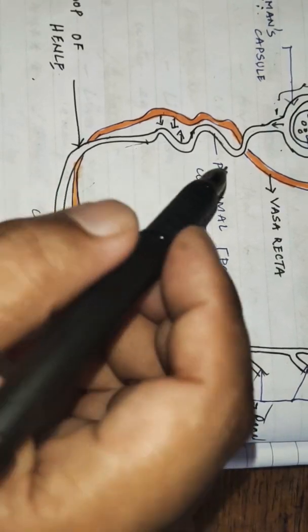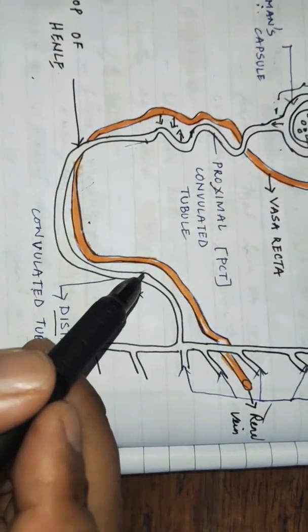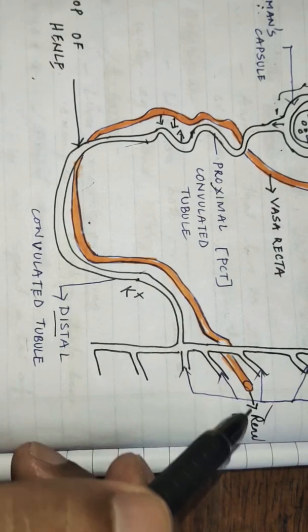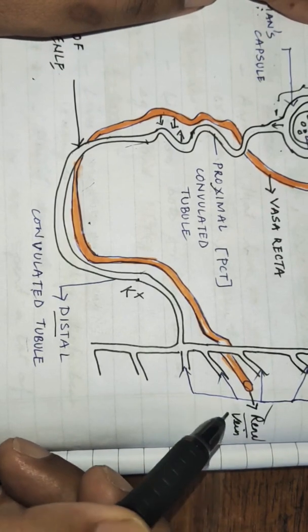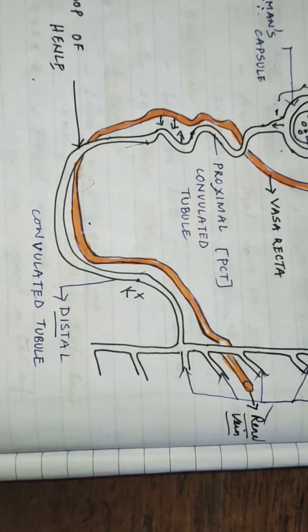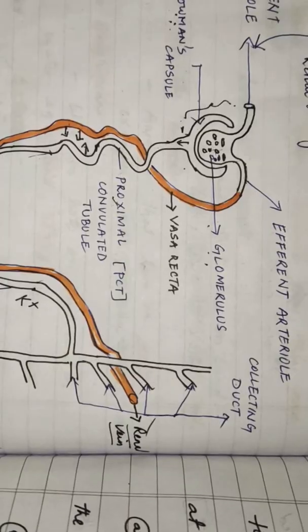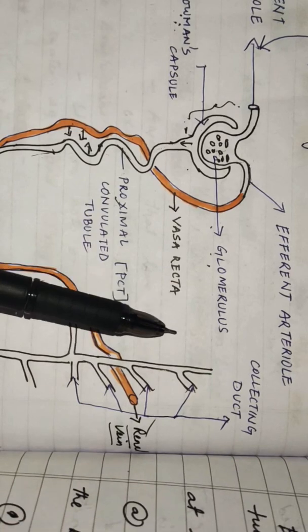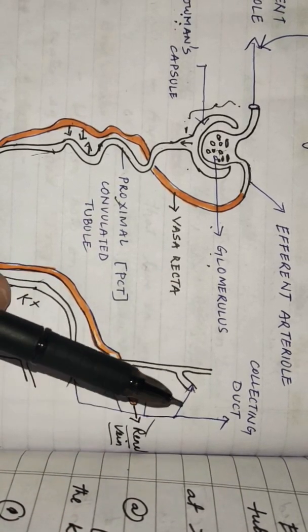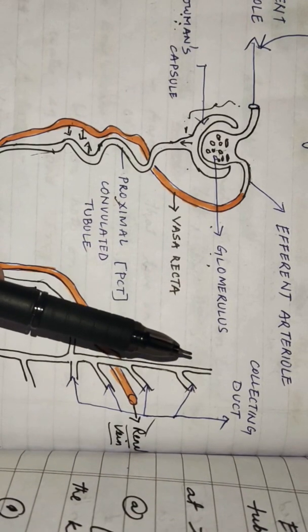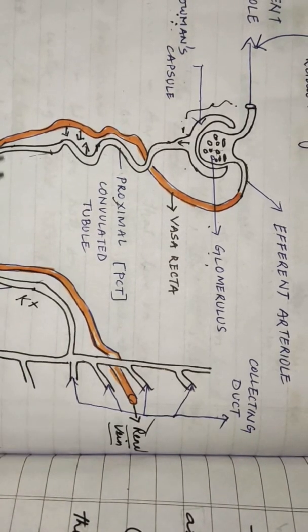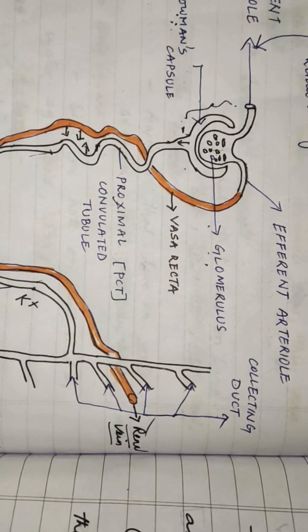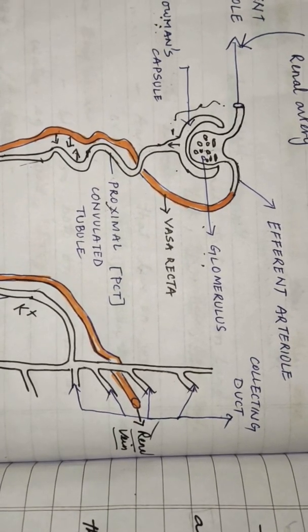So what happens to the vasa recta and this blood? Because it entered through the renal artery, the blood is secreted out to the renal vein. Then what happens to the collecting duct? The collecting duct receives the content of many kidney tubules and pours it out as urine. From the collecting duct, it passes to the ureter, then to the urinary bladder, and it is released in the form of urine. So this is all about the formation of urine.